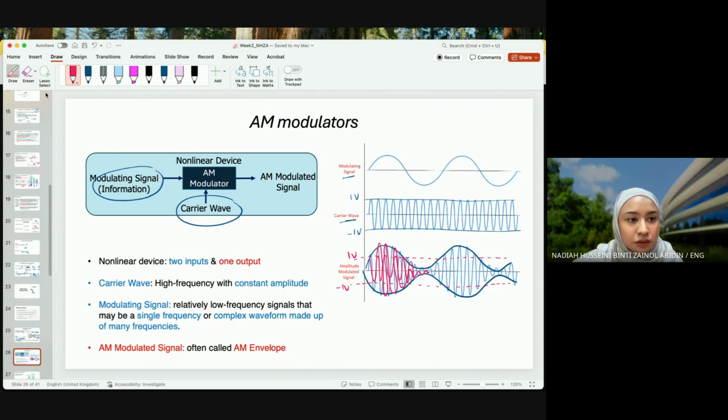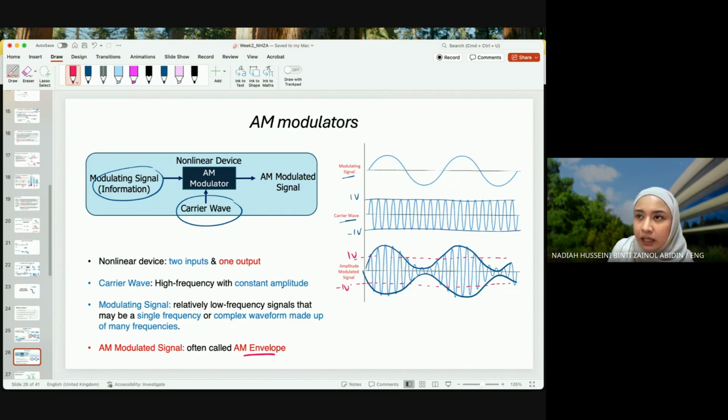Okay, let me undo that. So this is the initial carrier. After it is modulated, it follows the shape of the message, sometimes higher than the initial peak, sometimes lower. So you get something like this. The AM modulated signal is often called the AM envelope. It basically means the same thing.